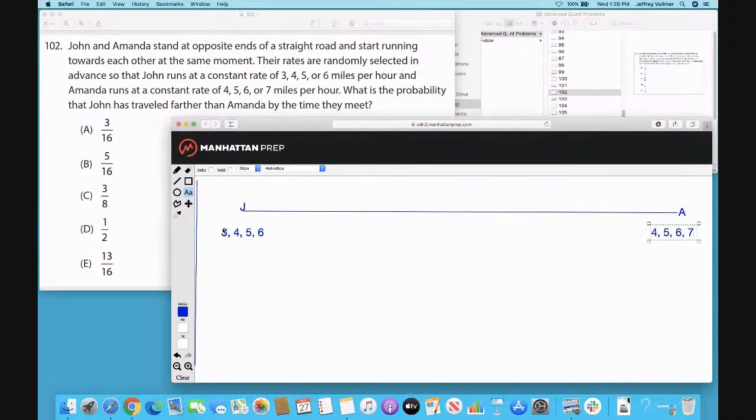Okay. If you pick 3, the probability is 0 for John. If John goes 4, the probability is also 0. If John is going at 5, then Amanda would have to go at 4. So there's one option. If John goes at 6 miles an hour, Amanda would have to go at either 4 or 5. So there's 2 more options there. So there's 3 ways to do this. So there's 16 total combinations of speeds they can go, 3 of which John would be going faster than Amanda. And so the probability should be 3 out of 16. Answer A. Actually, if I had just read that one down at first, I probably wouldn't have had to draw that out and maybe would have saved some time.